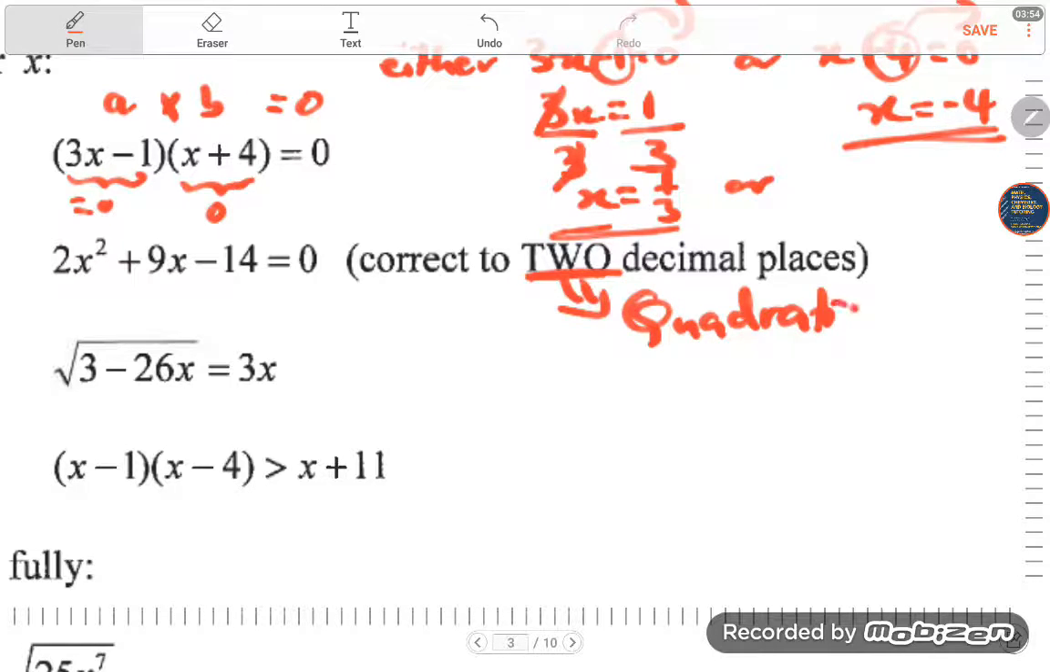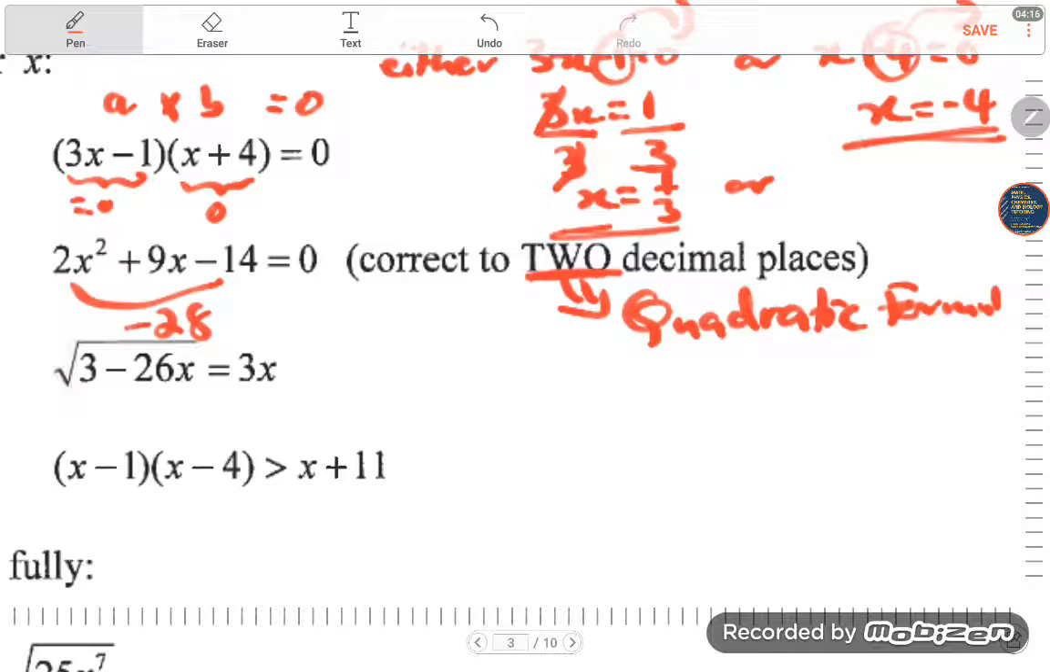How does this help you? You will not bother trying to find two numbers that multiply to give you the minus 28 and add to give you the 9. Because normally when they ask for 2 decimal places, you already know that it's numbers that you cannot just get out of thin air.